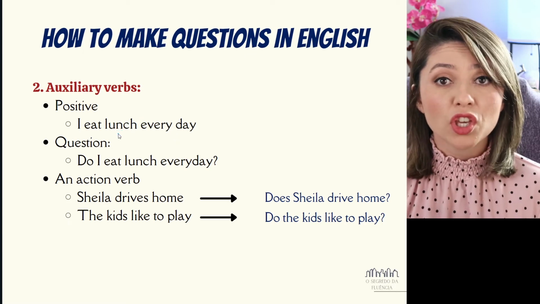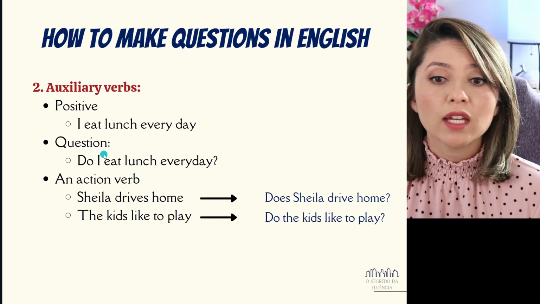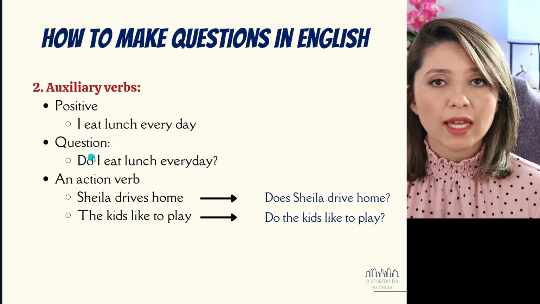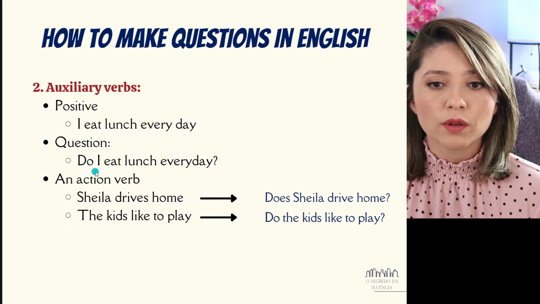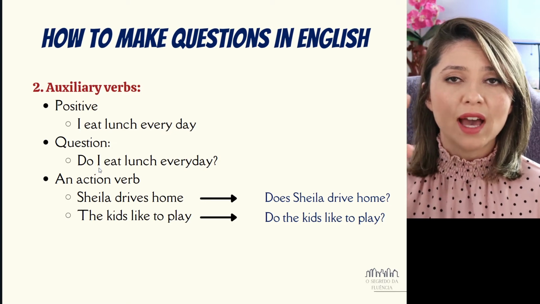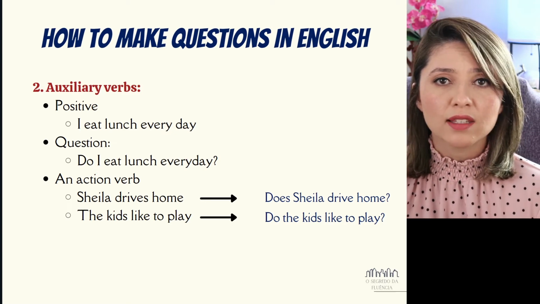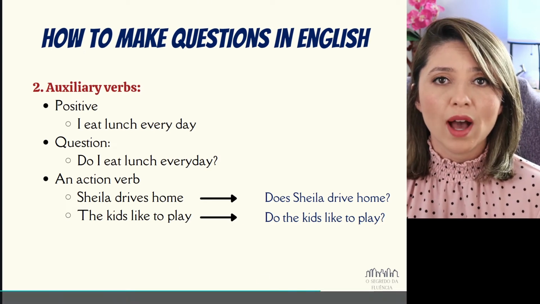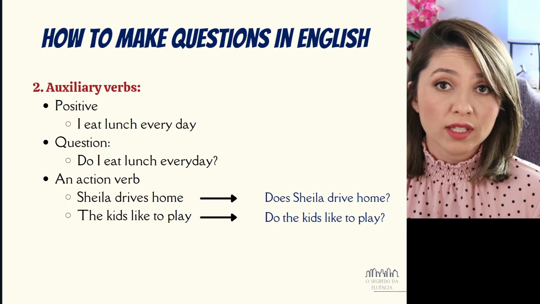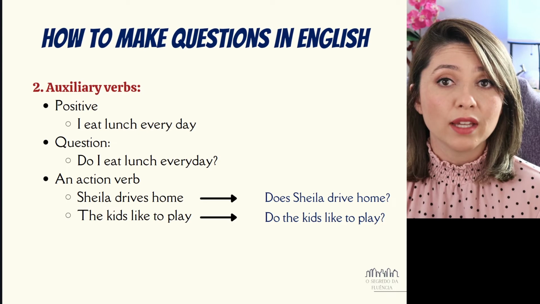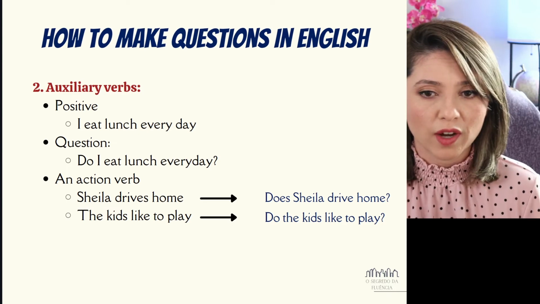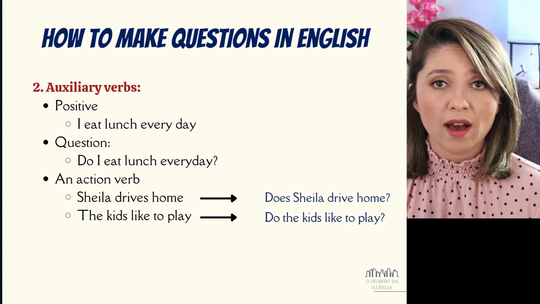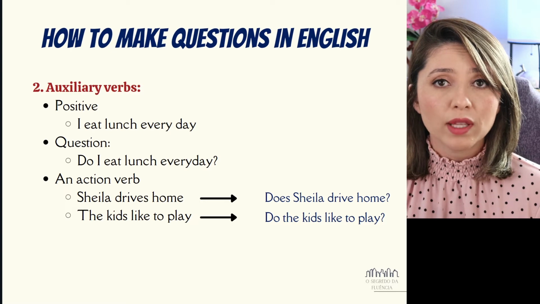Now, if I want to ask you if you eat lunch every day, I am going to start my question with my auxiliary verb do. And I am going to use do because it goes with the pronoun I. So you have I do, he, she, it does, you do, we do, and they do. So do I eat lunch every day? The person can answer yes, I do, or no, I don't. Those are the two ways of answering. So you're going to have do and does when you have an auxiliary verb. Pay attention to the pronoun you have because it has to match, it has to go with the right pronoun.